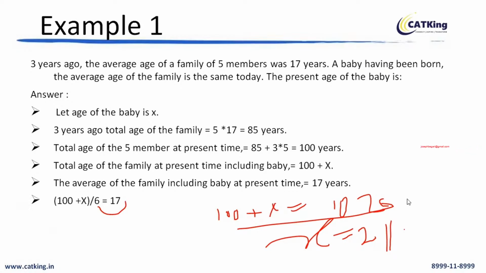So 100 plus x upon 6 is 17. 100 plus x becomes 102. x is equal to 102 minus 100. Finally, the age of the baby is 2 years.